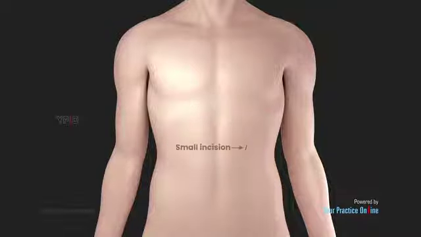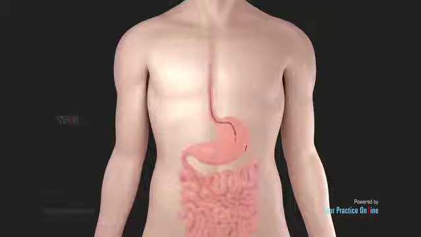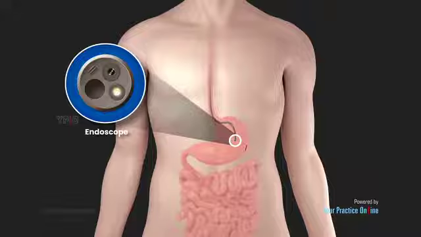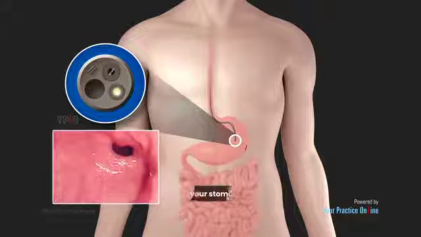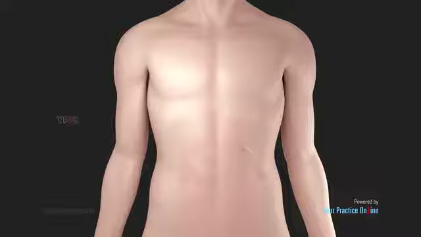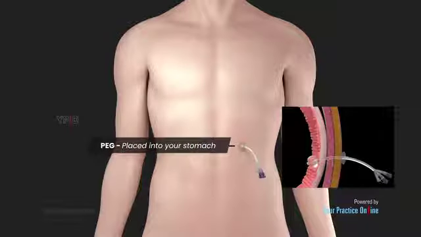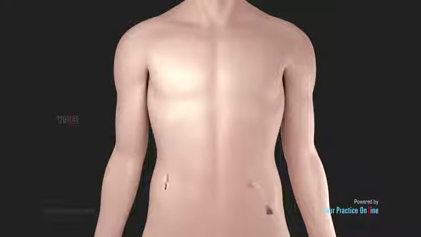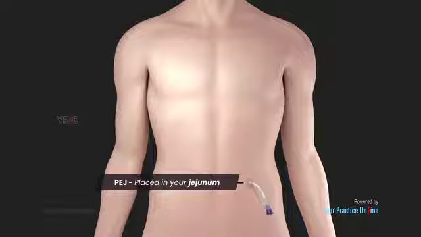A small incision is made on the abdomen, and a long, flexible instrument with a light and camera at the end, called an endoscope, is used to guide the feeding tube through the incision. Endoscopy enables your physician to see the inside of your stomach and intestine. A PEG is a feeding tube that is placed into your stomach, whereas a PEDG tube is placed in your jejunum, the second part of your small intestine.